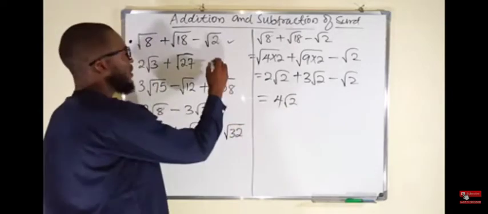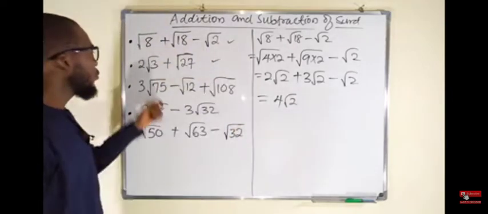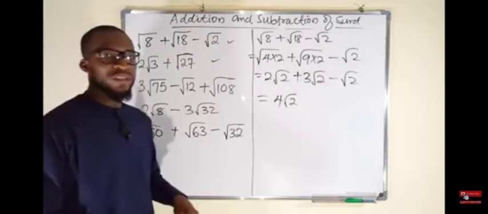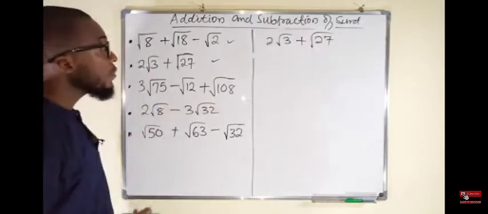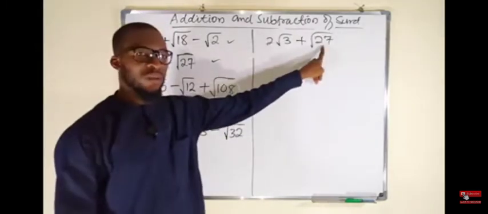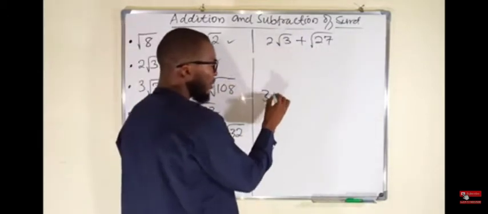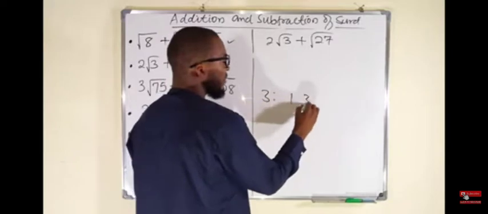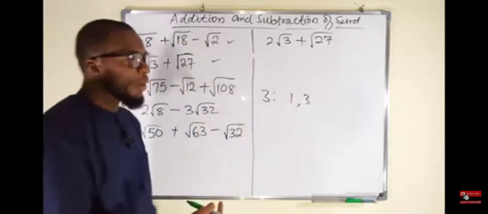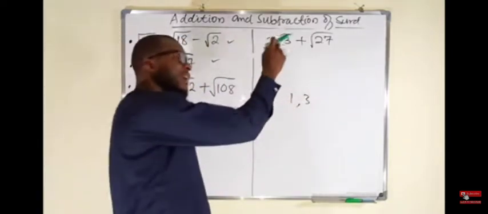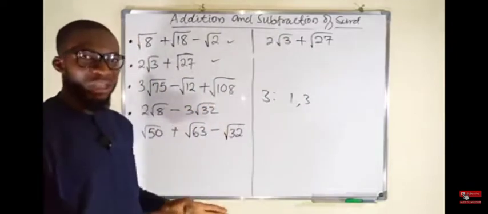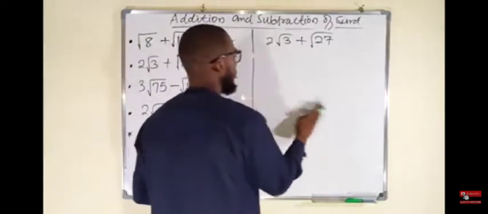Let us move on to the next one, which is 2 root 3 plus root 27. We can only break this down, because for 3, you see the factors of 3 are just 1 and 3, and none of them is a perfect square number, so we have to leave it like that. It cannot be broken down into any smaller piece.